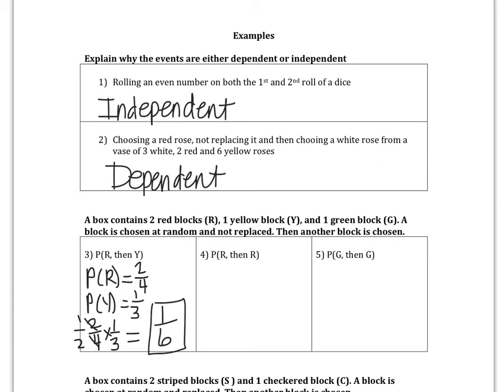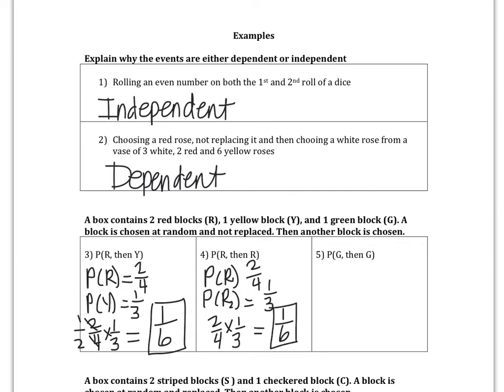Number 4, probability of a red is again 2 out of 4. And then the probability of another red, let's call this red 1 and red 2, is going to be, well, now there's only 1 red in there because you already took 1 out, and there's only 3 blocks in there because you took 1 out. And then you multiply those 2 events. 2/4 times 1/3, and that is again 1/6. That's the probability.